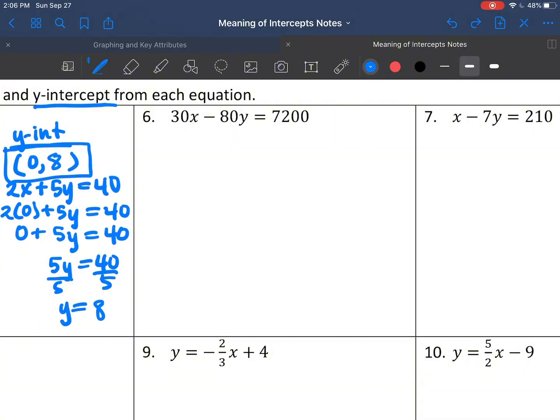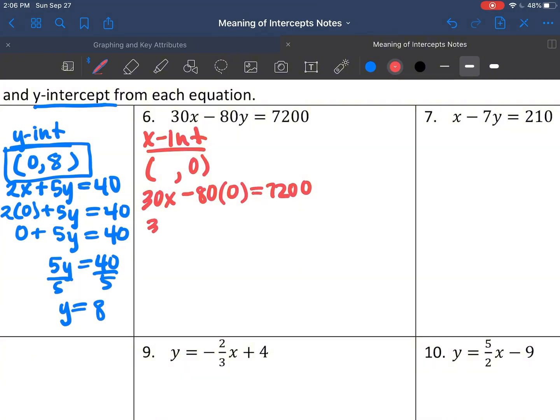All right, so now we are going to continue finding these intercepts from our equations. So for the x-intercept, we are looking for an x value, and so we plug in 0 for y. Which makes the entire y term turn into 0 because 80 times 0 is 0, leaving us with 30x equals 7,200.